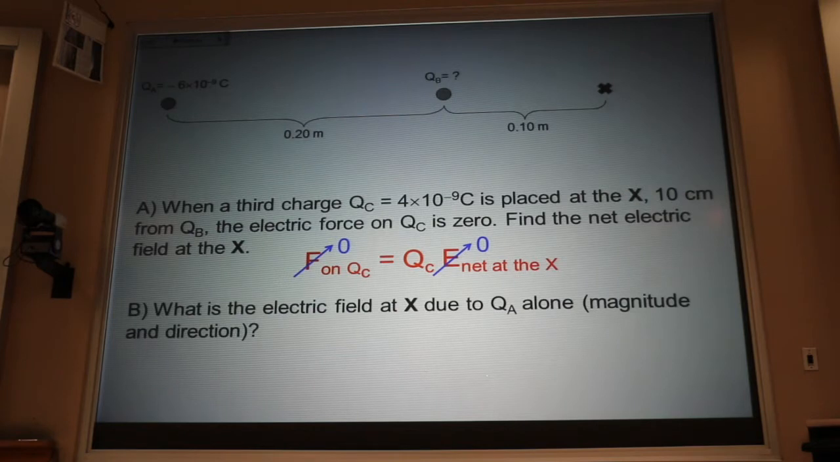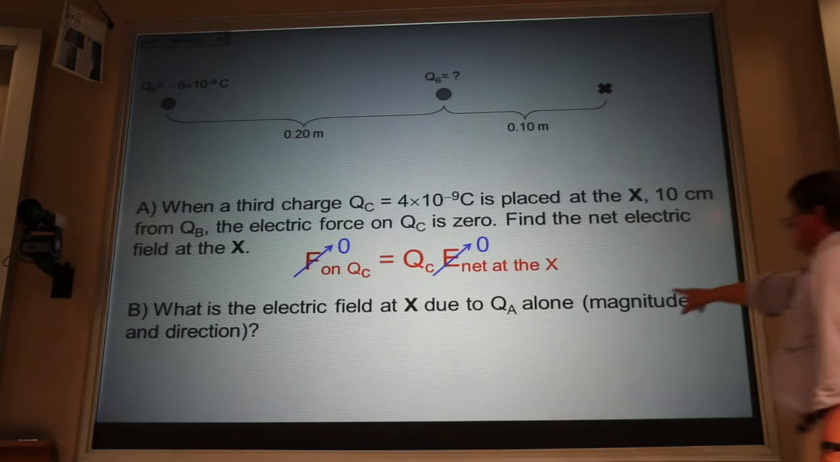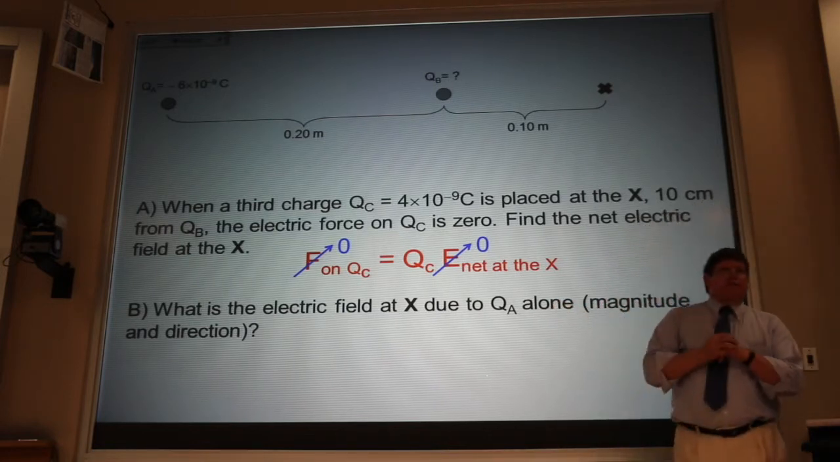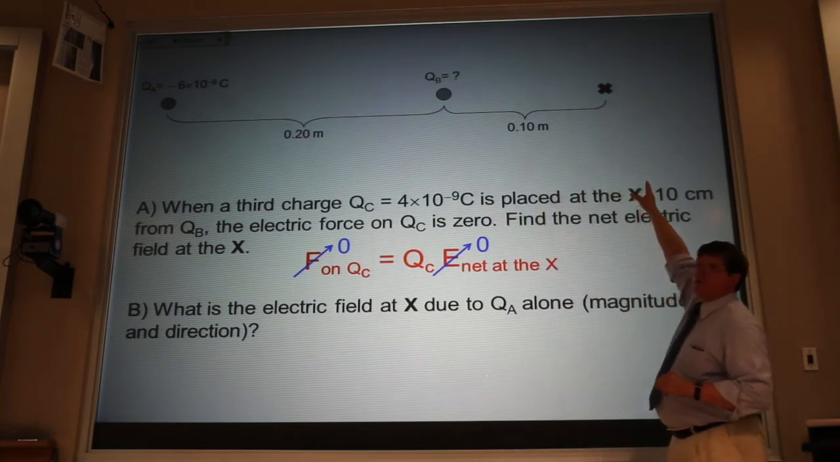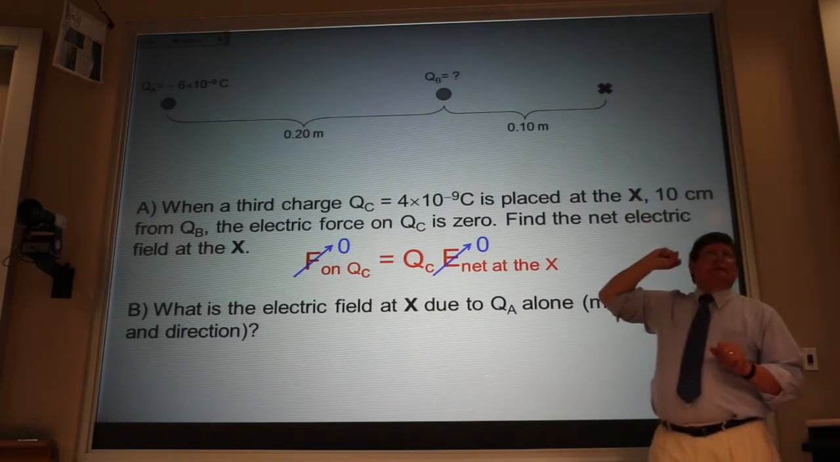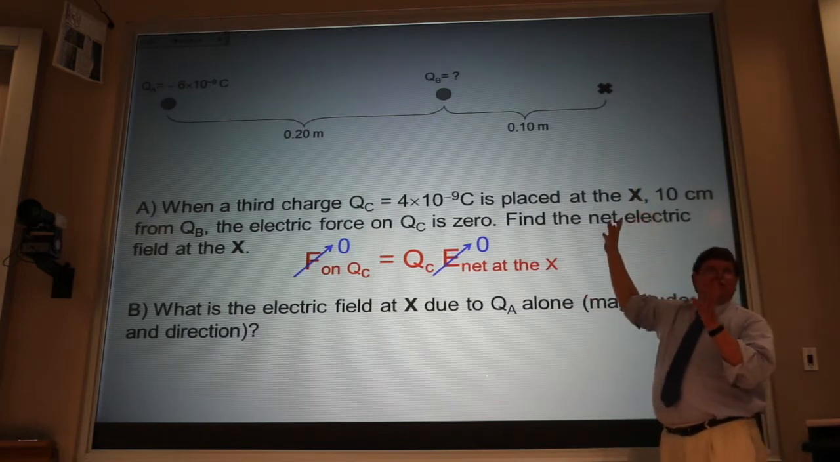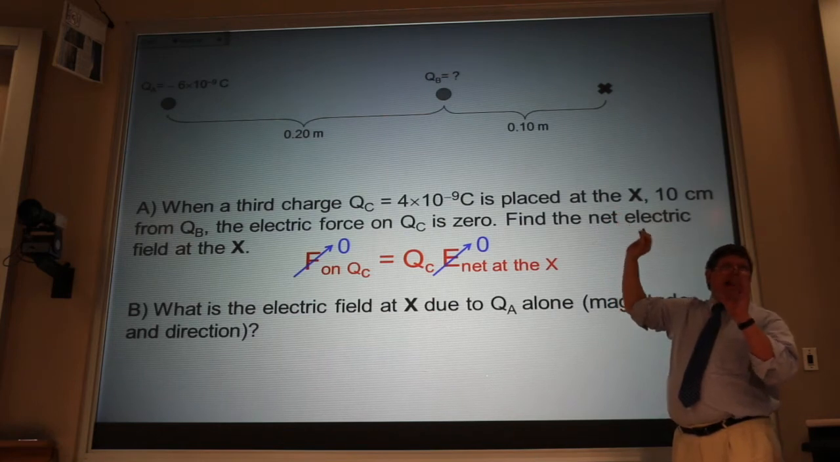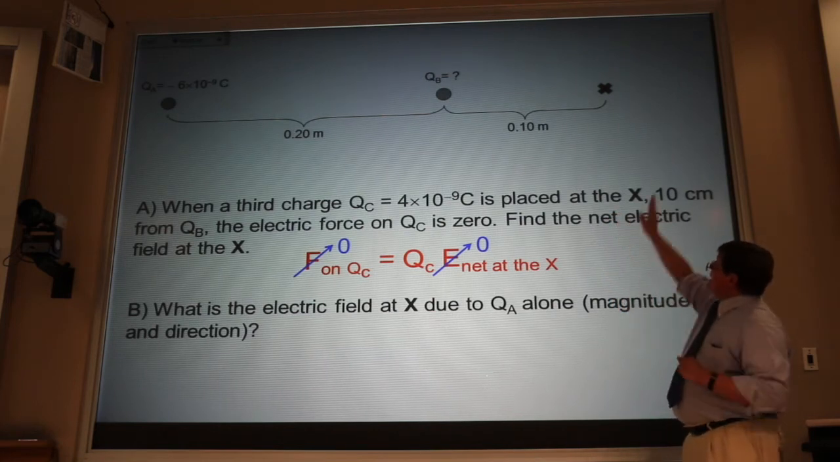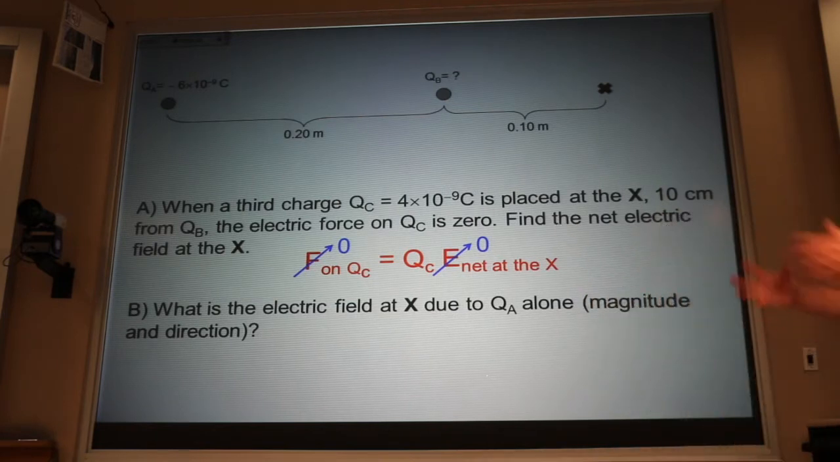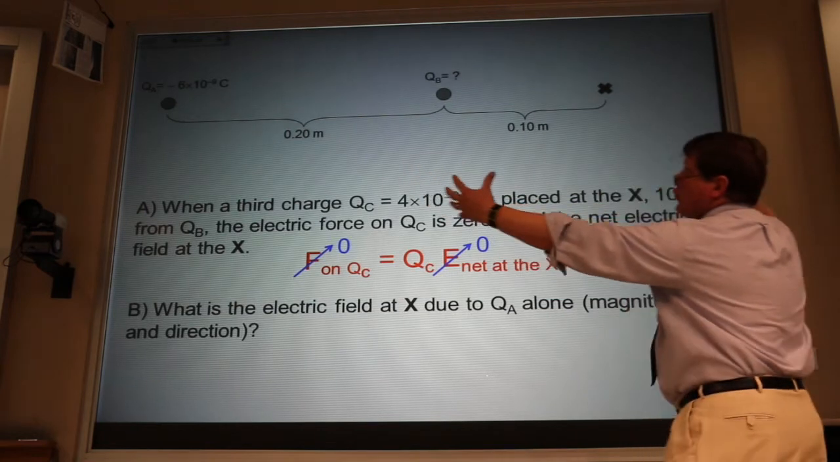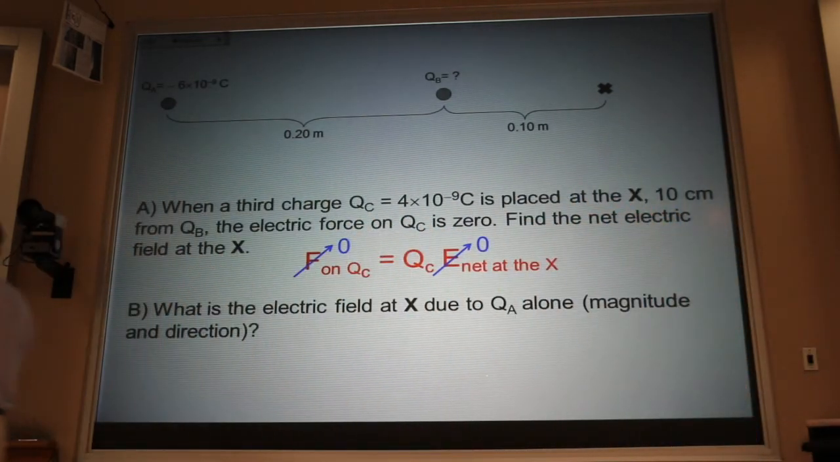Now, the second part of this problem asks us to find the electric field at the X due to QA alone. Magnitude and direction. Now, what about the direction? I'm just looking at QA. It's creating a field over here at the X. What's at the X? Nothing. Just empty space, okay? It's just an address. Now, is the field at that location going to be to the right or to the left? To the left. It's going to be towards the negative.